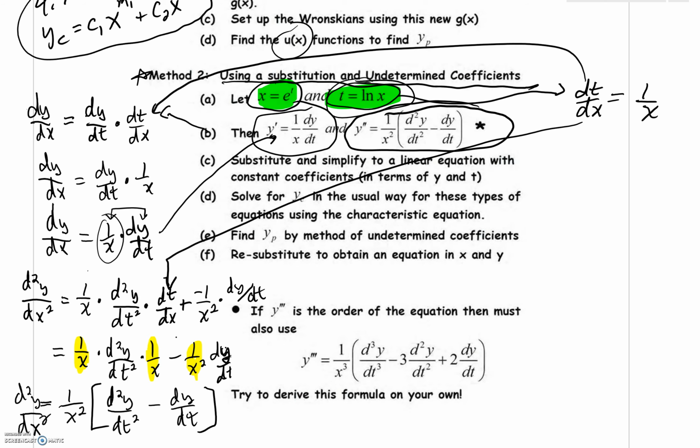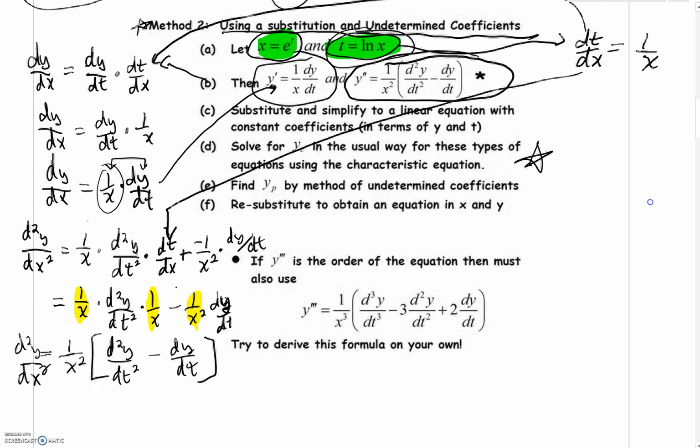Solve for your characteristic equation much the same way you've been doing. It's now going to look like you're in 4.3. That's the benefit of doing this method. You'll see in just a moment. Then we'll go to E, find the particular solution with undetermined coefficients. That's where we looked up in a table and we were able to get some help. Finally, for F, we have to realize that our original problem didn't have t's in them. We'll have to re-substitute to get your equation in just x and y.